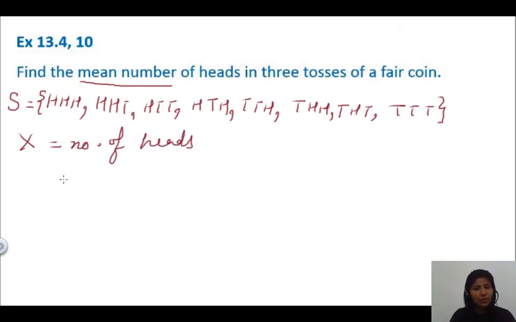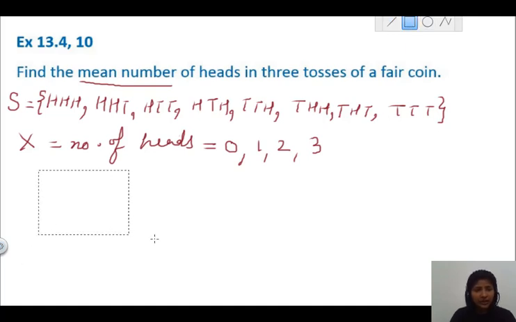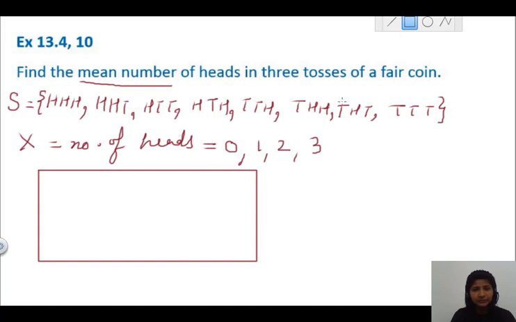Fine. Let us draw out our probability distribution table. Before that, let us write the values of x. In these outcomes, there are outcomes where there is no head, where there is one head, where there are two heads, and the outcome where I have all 3 heads. Maximum is 3, minimum is 0. So we'll draw out our probability distribution table, making rows and columns for x and p of x.